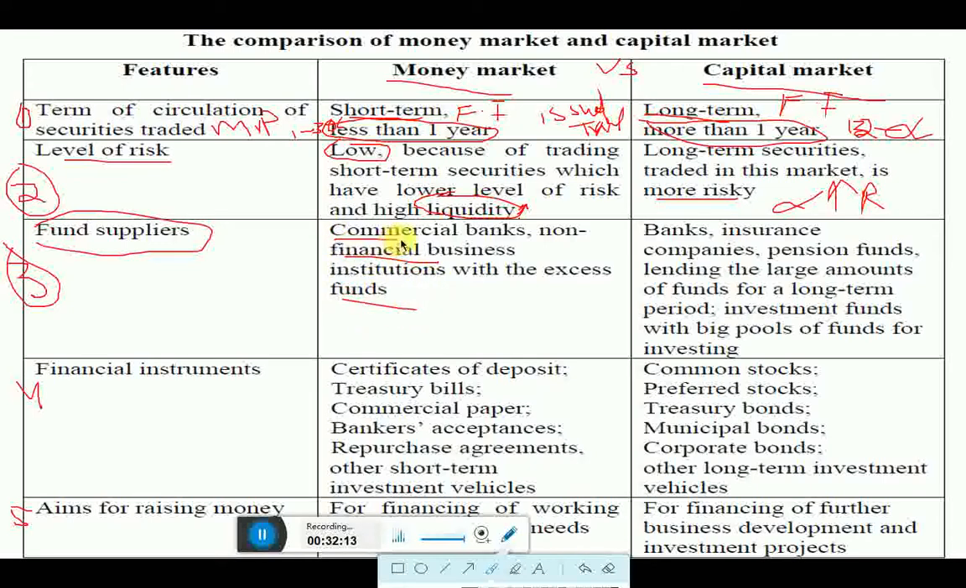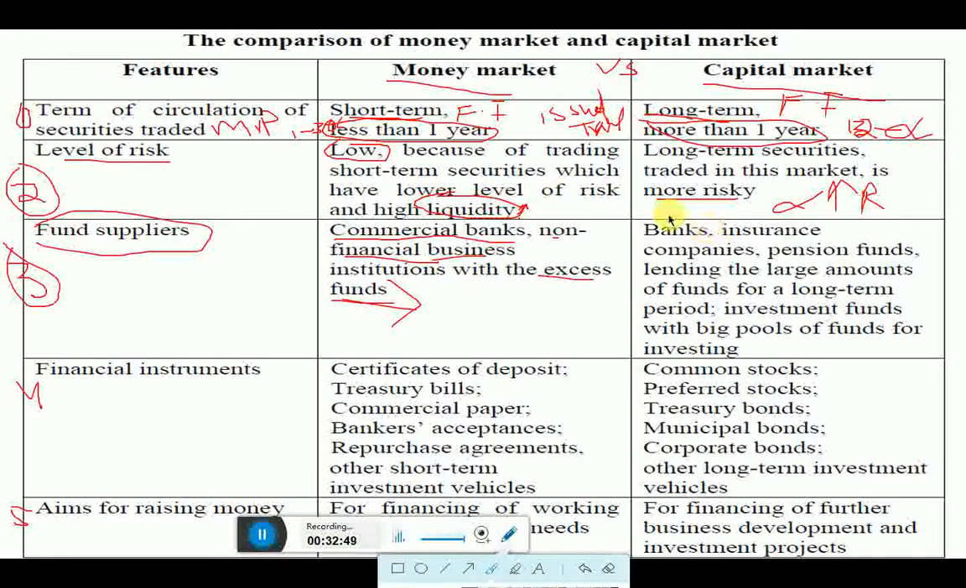Commercial banks purchase and invest in short-term financial instruments, and so do non-financial businesses, any business institution which has excess money, extra money, and wants to invest it to get some return in the short run. Those companies also invest in the money market, and they purchase short-term financial instruments.